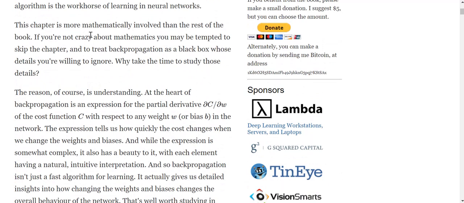If you are not crazy about mathematics, you may be tempted to skip the chapter and to treat backpropagation as a black box whose details you are willing to ignore. Why take the time to study those details? The reason, of course, is understanding.